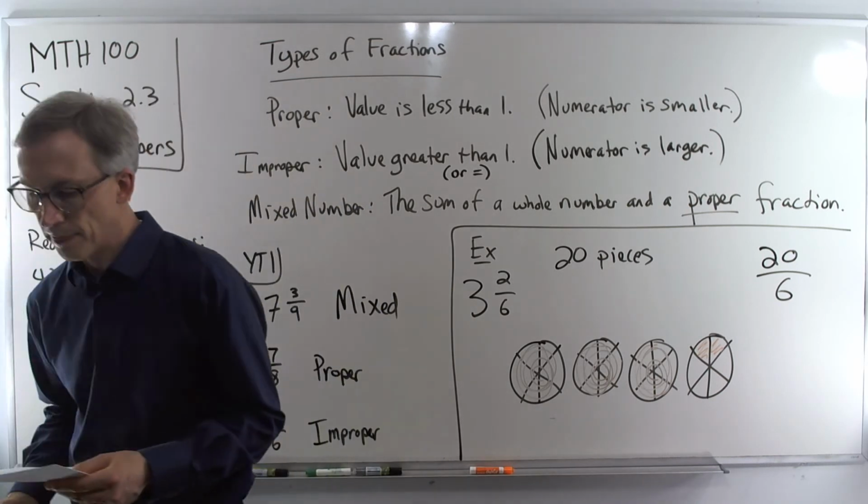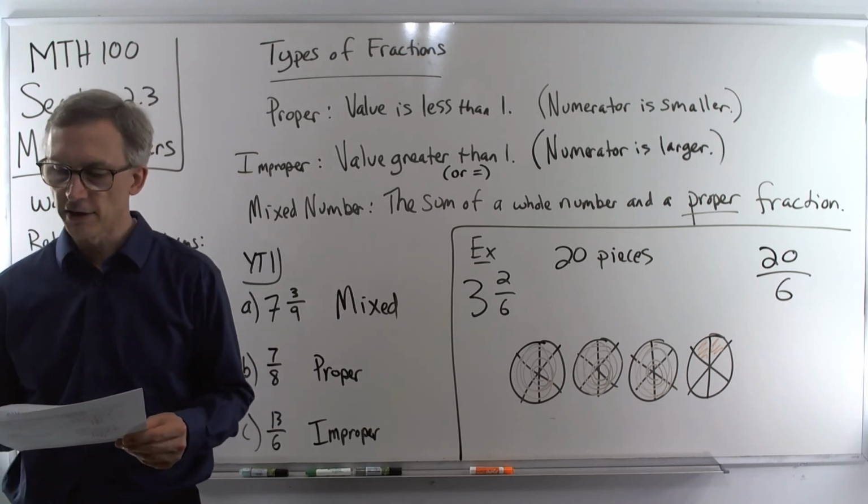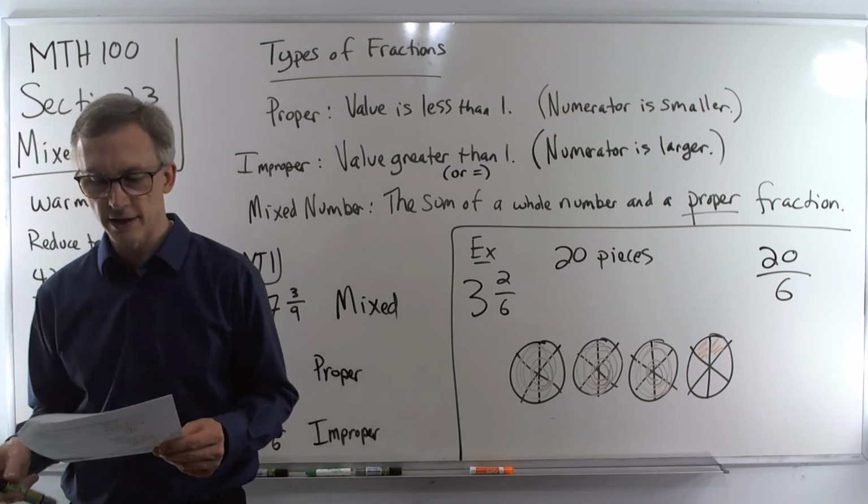Your turn number 2. Write the number 4 3/8 as a pizza diagram, find the total number of pieces, and write as an improper fraction.